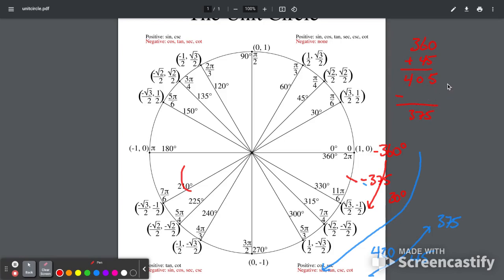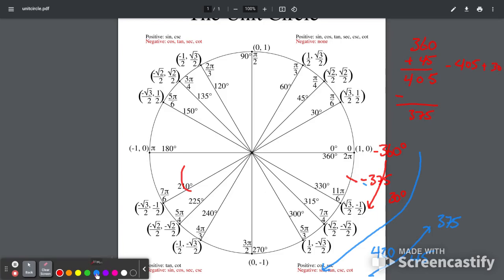So let's see, 405 plus 45 would put me right here, 315. And then I would take away 30 degrees and that would put me right there. So that's another possible situation that I could do. I could use negative 405, and then I could add 30 to it.